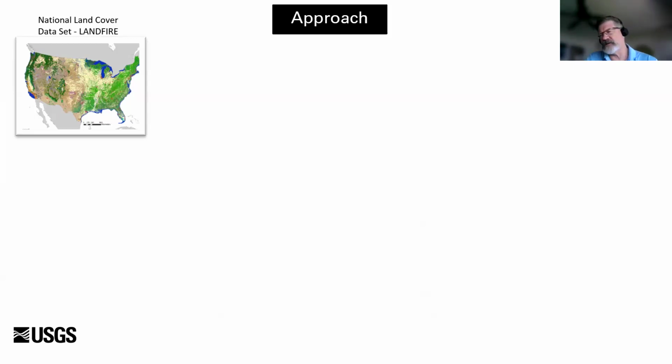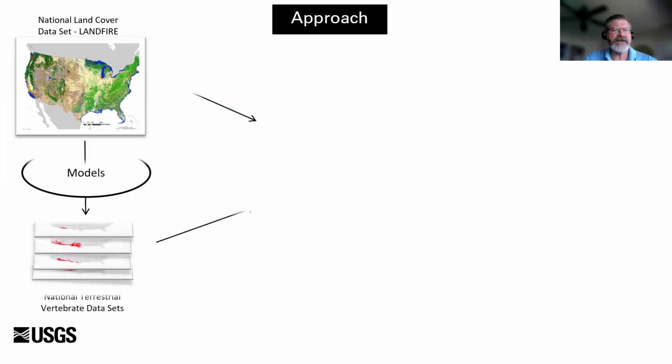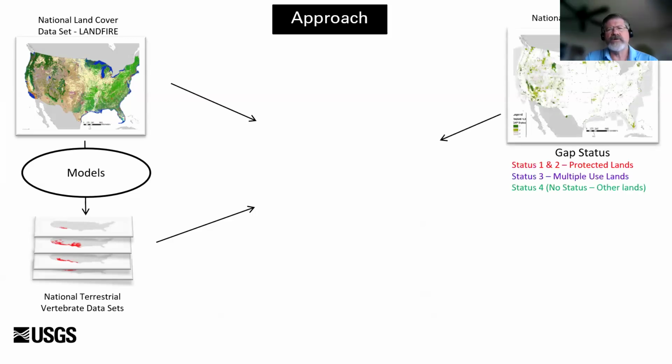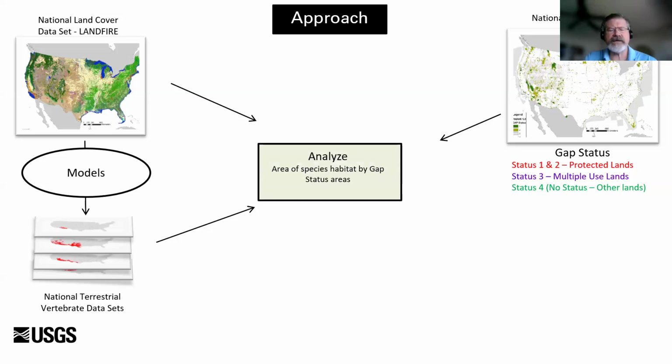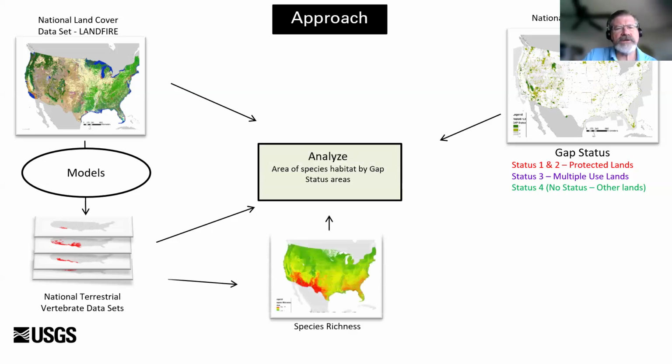That's a national data set of land cover. We use that data to build these species models. We use ownership data and plan data to identify the protected areas for the US. And then we analyze that in a GIS framework.